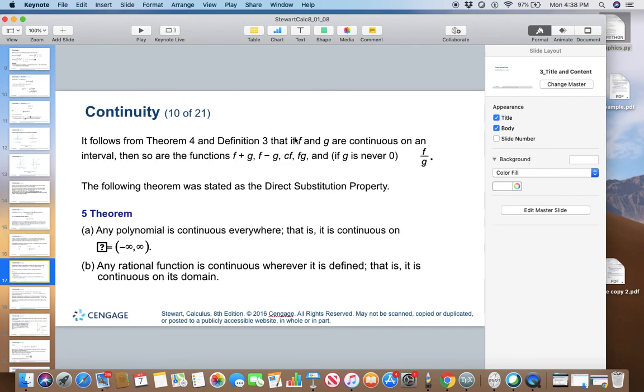All right. Now, a polynomial function is continuous everywhere. A polynomial is continuous at every number on the real number line. Rational function. Rational means polynomial over polynomial. It is continuous wherever it is defined. That is, a rational function is continuous on its domain. All right.